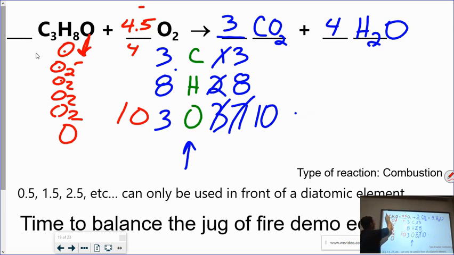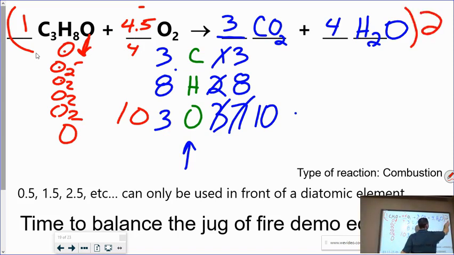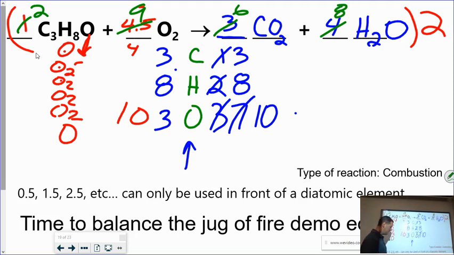So what we do now is there's a 1 there. We multiply the whole thing by 2. And you can put the 2 there, you can put the 2 in the front, it really doesn't matter. But we multiply the whole thing by 2, and we end up crossing out that number and putting a 2 there, and 4.5 times 2 is 9, and 3 times 2 is 6, and 4 times 2 is 8, and the whole thing balances out.